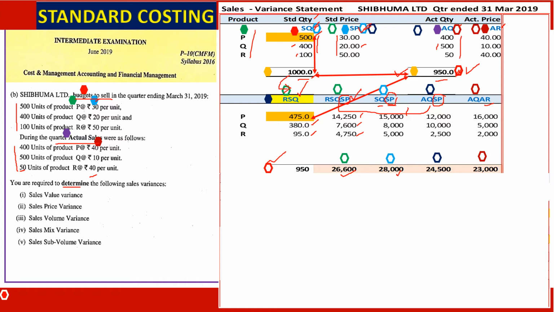Once this is done, we have got all values ready, and your workings will be based on these four columns. Starting point is this. This was our original standard. We revised the standard. We achieved this at standard price, and this is the actual thing. Let us get going. How do we proceed?